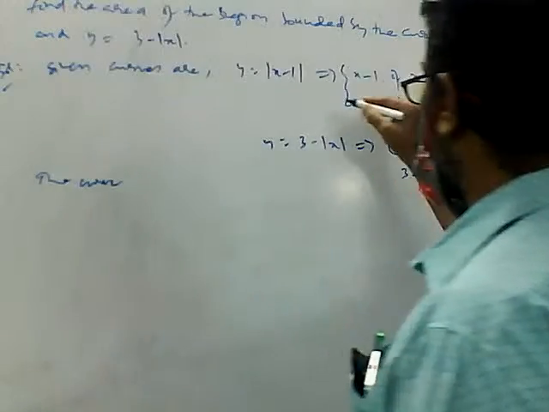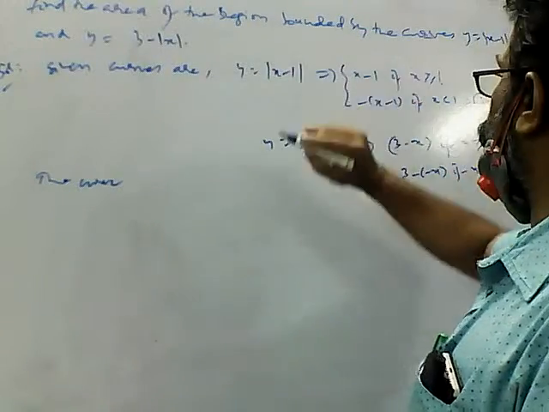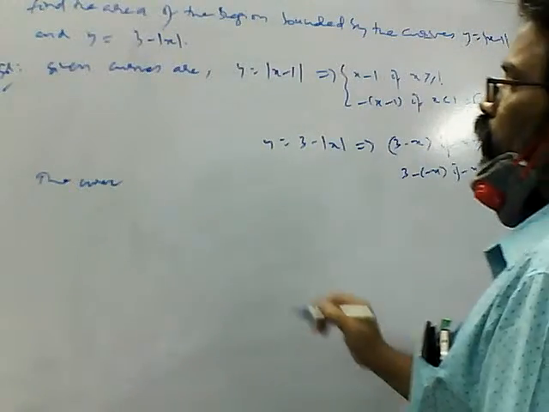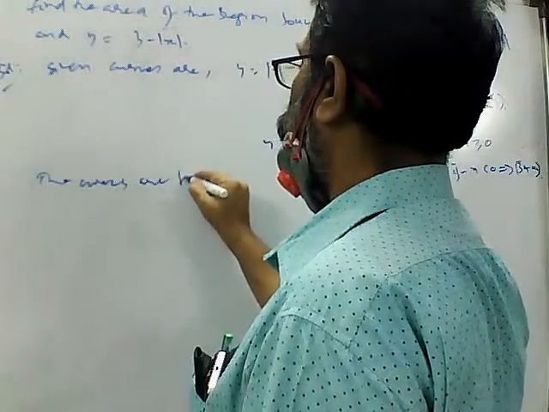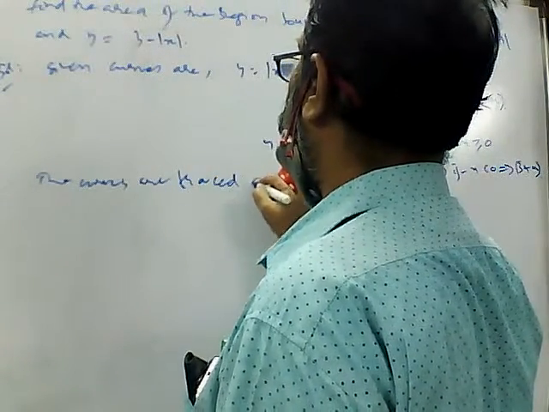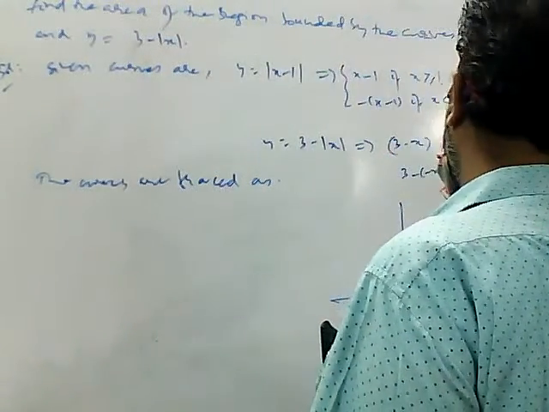Now you are given two curves: y = |x| − 1 and y = 3 − |x|. Then we have defined the curves. The curves are traced as we are taking the tracement. So draw the figure.